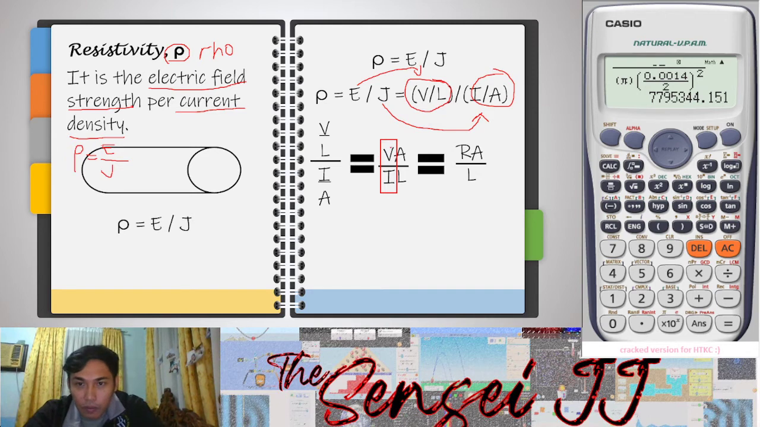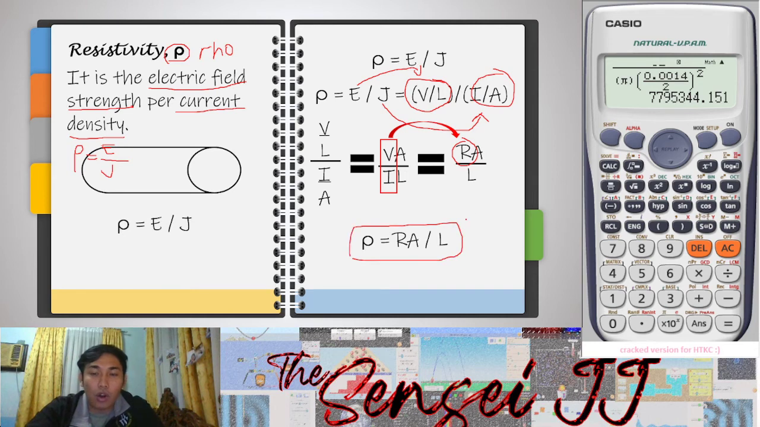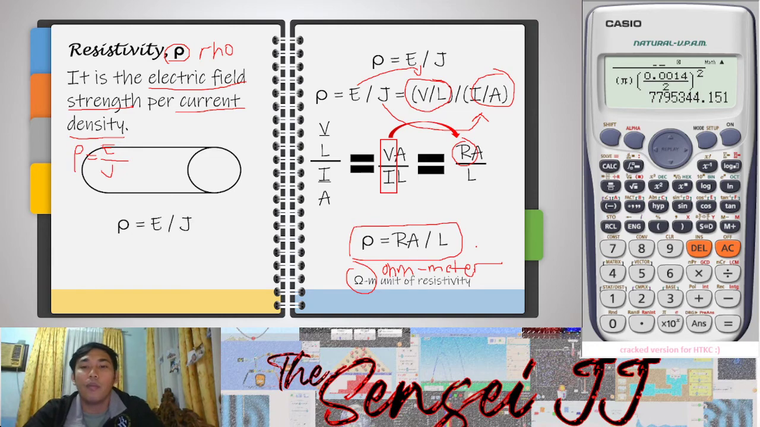So in this case, we have here V over I can also be read as our resistance R, and we have our more detailed formula of rho is equivalent to RA all over L. Okay. So we have here our formula of resistivity, which is RA all over L, with the unit of our rho of ohm meter. This is read as ohm meter. Okay. Ohm meter, the unit of our resistivity.